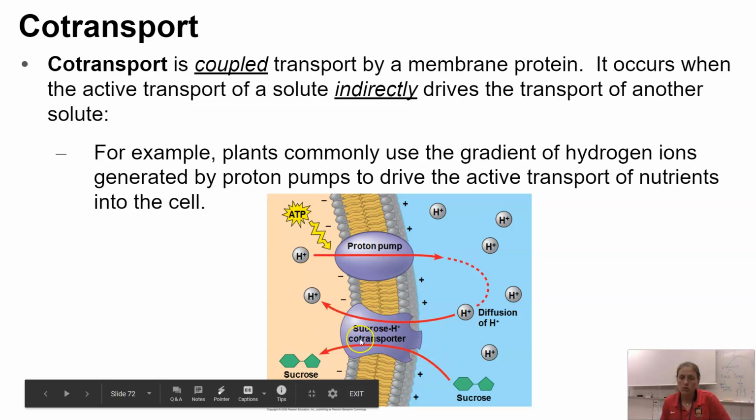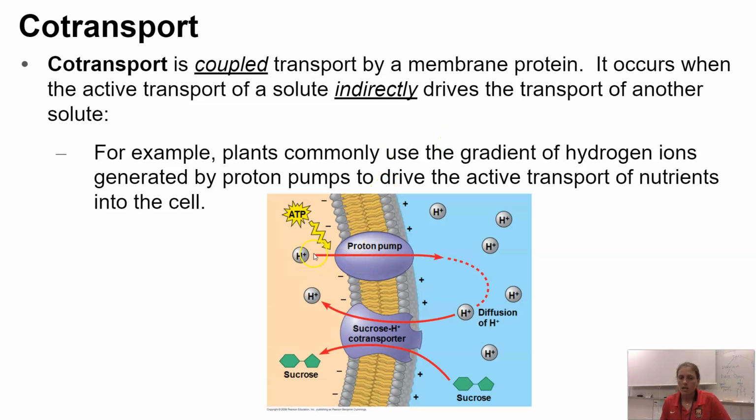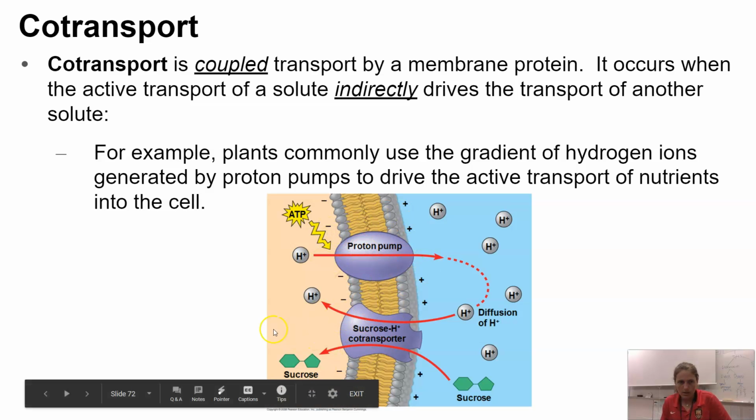And so the sucrose H plus is the co-transporter. Until it gets a signal from this positive hydrogen, it's not going to know to bring in this sucrose or have the ability to bring in this sucrose. And so this is like an indirect type of transport. It's complicated in the fact that the energy is required for this one, but unless A happens, B cannot happen.